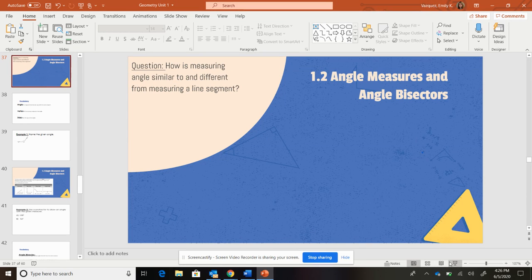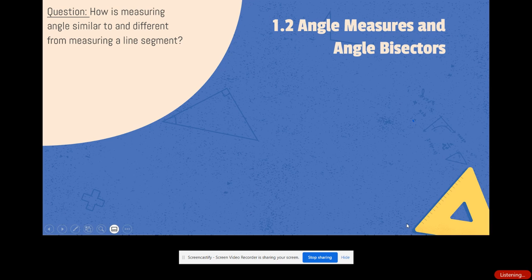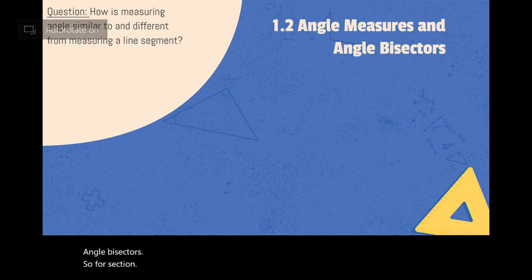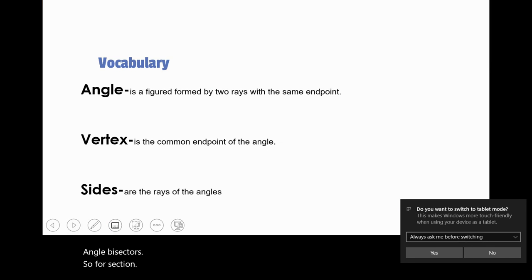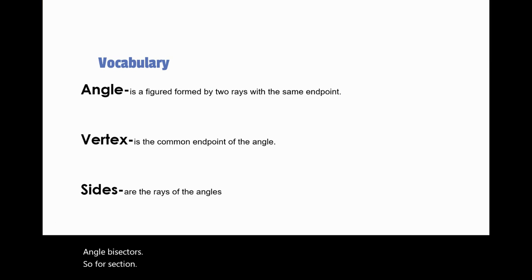Okay, so now we're going to go ahead and start section 1.2, which is on angle measures and angle bisectors. For section 1, we have the following vocabulary words.